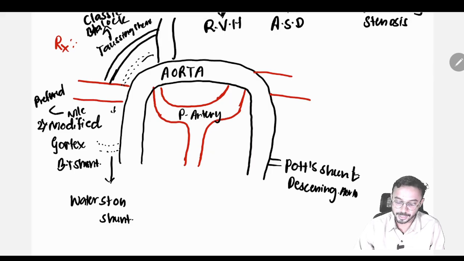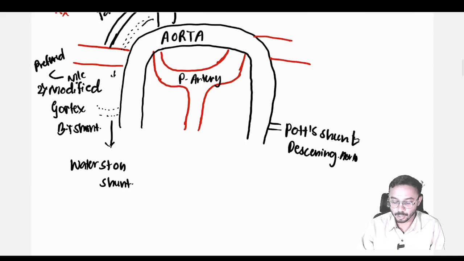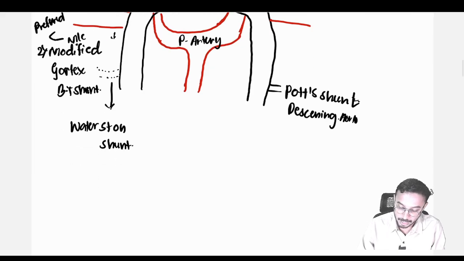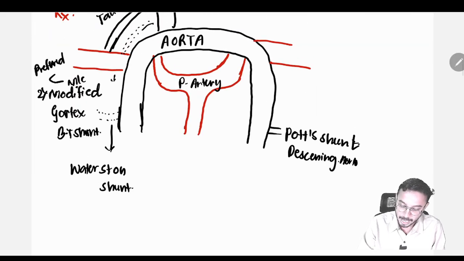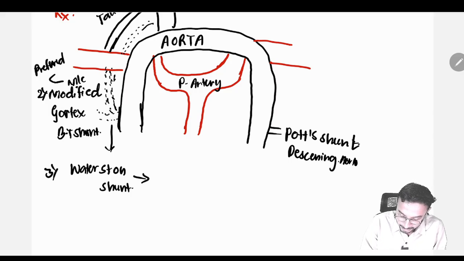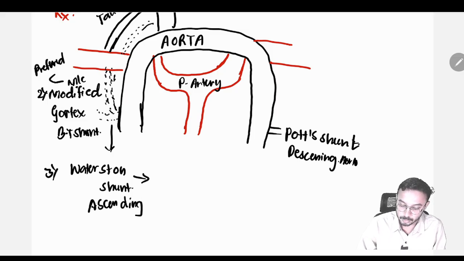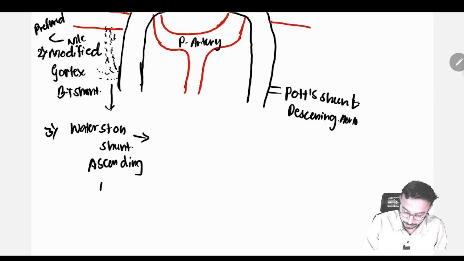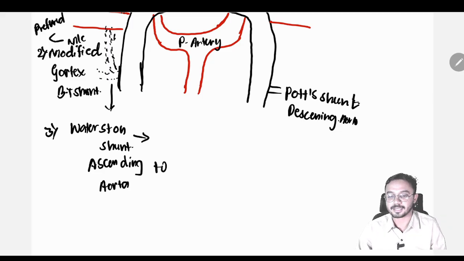Okay. So BT is nothing but Blalock-Taussig shunt. Okay. And what do you mean by this Waterston shunt? This is an ascending part. If I connect this ascending aorta to this red pulmonary artery, this black is nothing but ascending aorta. If I connect this ascending aorta to pulmonary artery, that is known as Waterston shunt.